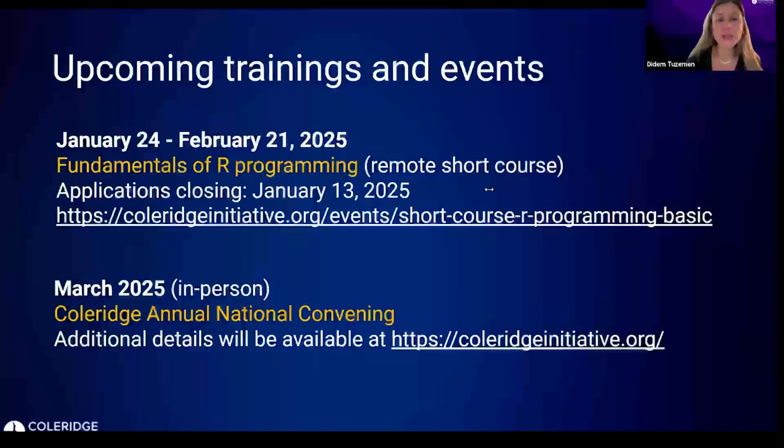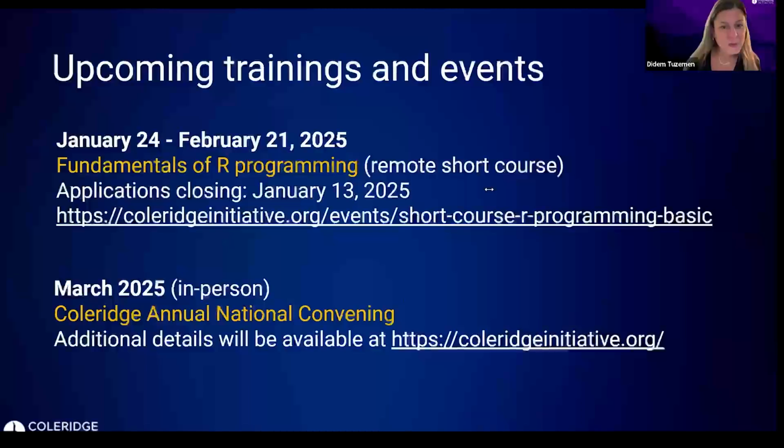Okay. So if you want to better your skills in R programming, or if you've never had the opportunity to program with R and want to learn, please come to our short course. This one is open to public. Please send your applications by January 13th, and then the short course will be through January 24th through February 21st.